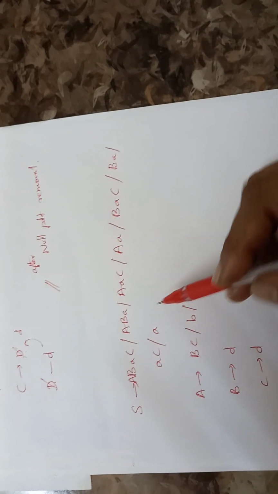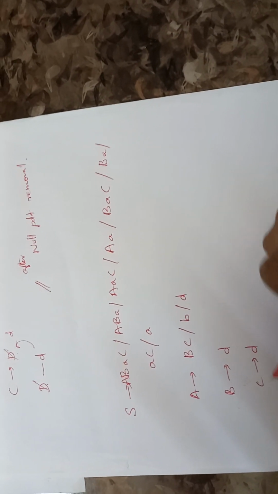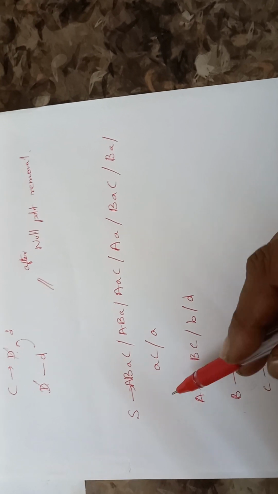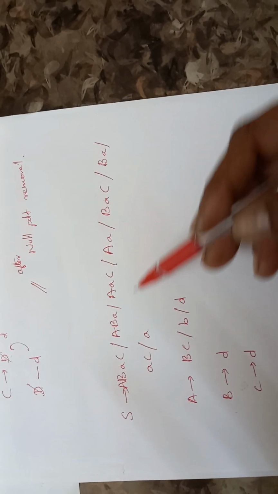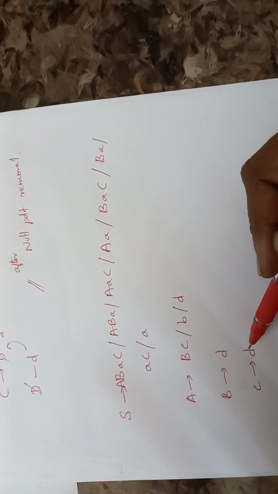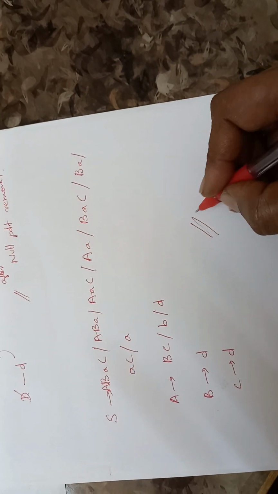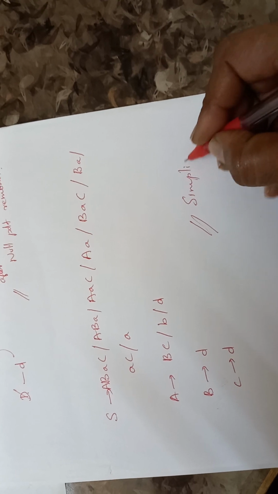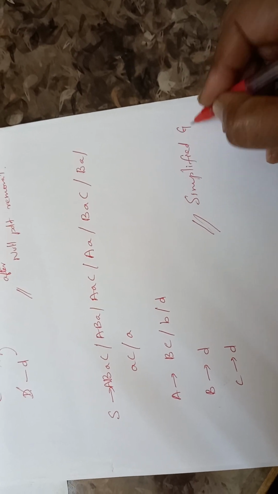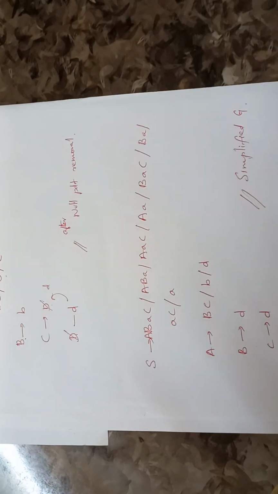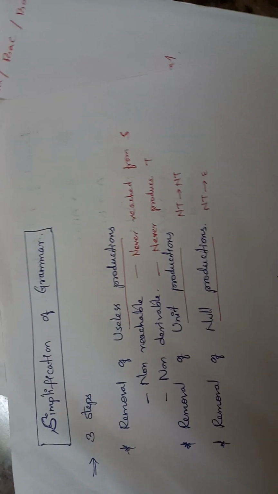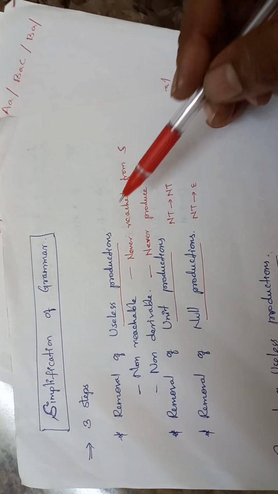Now this is the simplified grammar. A has a terminal, B has a terminal, C has a terminal, so all the non-terminals are generative, and A, B, C are also reachable from the starting point. So this is the simplified grammar. Right? Now, how to answer the question whenever they ask you to specify simplification of a given grammar? You have to write definitions for all these things.